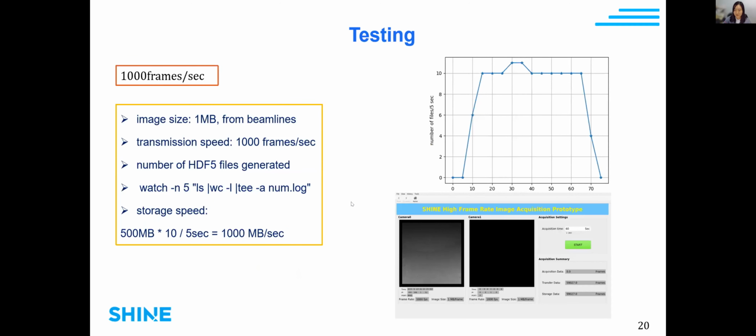We also test the performance for higher speed, 1000 frames per second. This time, we monitor the number of HDF files generated every 5 seconds by a Linux command. This is a test result. The number of files is more than 10 for a period of time. We can calculate the storage speed, 1000 megabytes per second.